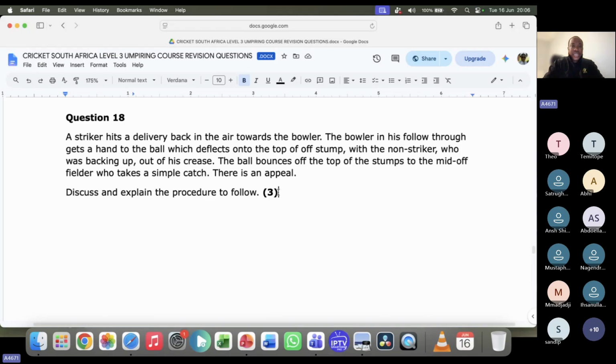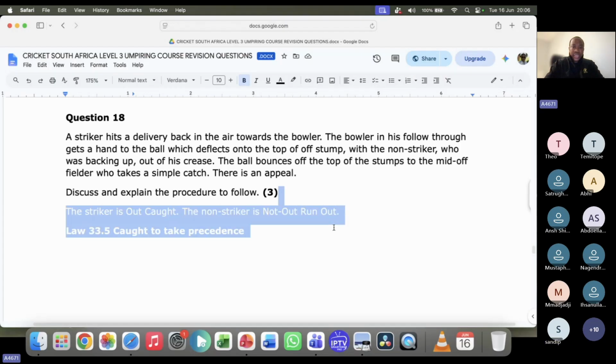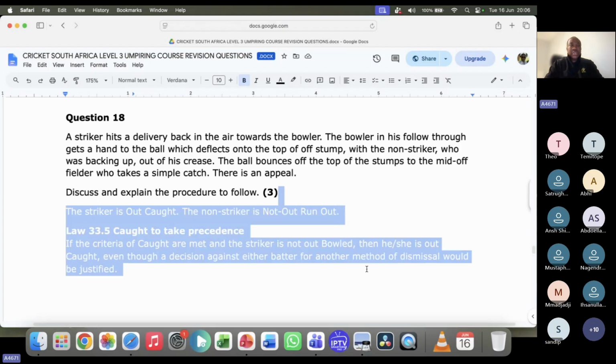Okay. Catch takes precedence over what laws, Sandeep? Run out in that case. Good. In this case, yes. Catch takes precedence over the run out.